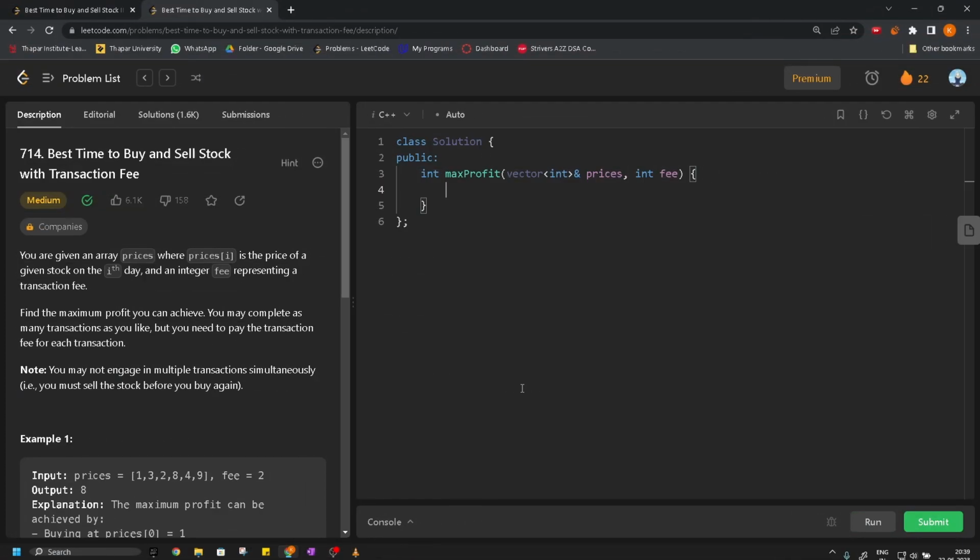Okay, so let's start with the coding part, shall we? We'll take a vector and an integer n, which is the size of prices, so prices.size(), right? And we'll just make a function, int solve, and it will have the starting index, the int i. It will have int buy, which will tell us if we can buy a stock or not. It will have the prices vector and the fee as well, so I'll just copy both of them.